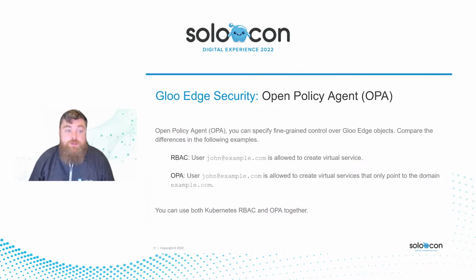So if you look at this example here, you have a standard Kubernetes RBAC controlling a user, John at example.com, and it's allowed to create a virtual service. If you put OPA on top of that, user John at example.com is allowed to create virtual services, but only those that point to the domain example.com. And note you can use both Kubernetes RBAC and OPA together if you like.